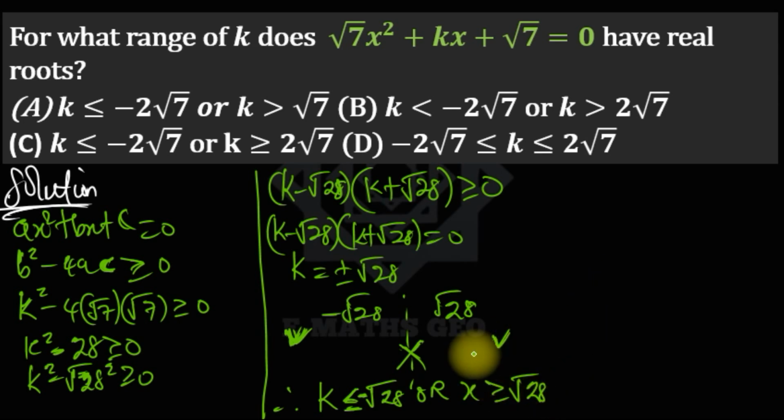Root 28 means 2 root 7, because 4 times 7, the square root of 4 is 2. So the answer is option C. Yes, that's it. The answer is option C.